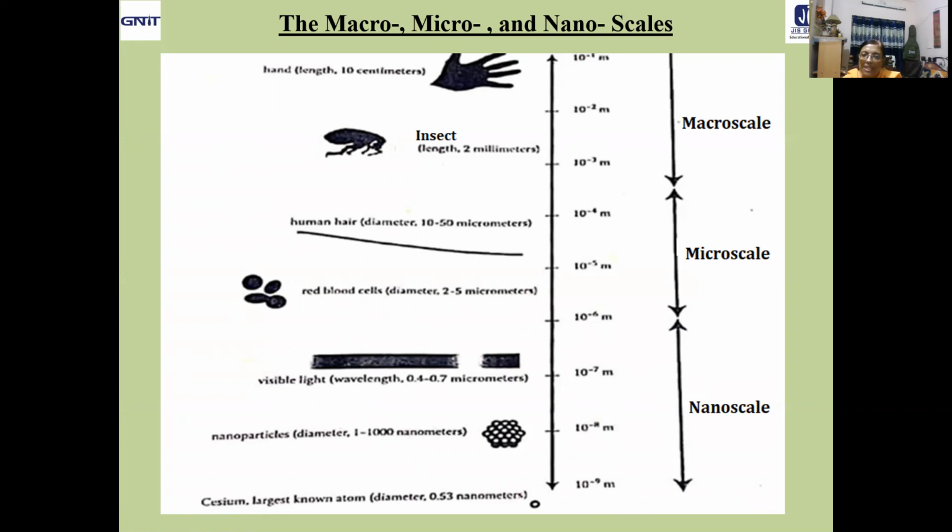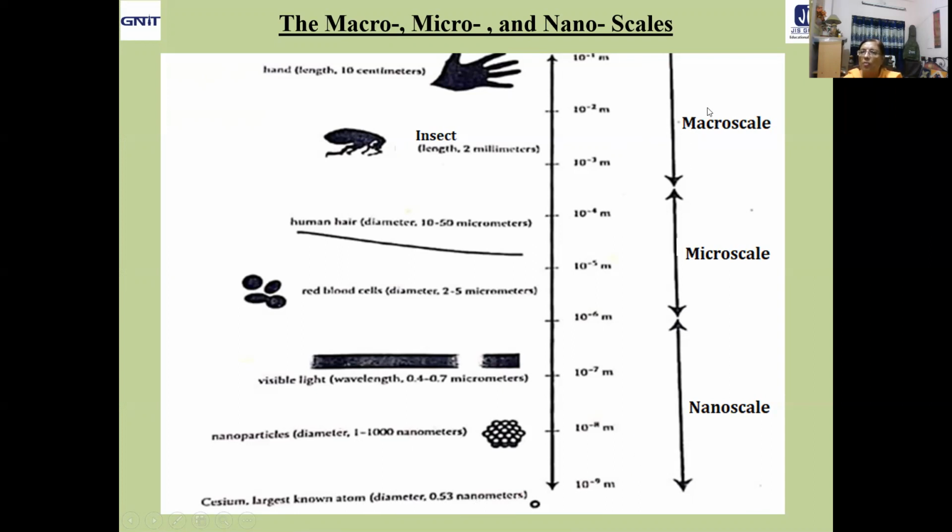That means it is falling under this category of 10 to the power minus 7 meter. Next come to the nanoparticle whose diameters are in the range of 1 to 1,000 nanometers. Now, cesium, the single largest known atom whose diameter is 0.53 nanometers. That means each individual atom also comes under this nanoscale range. So I think the things are clear to you so far as the scaling is concerned.